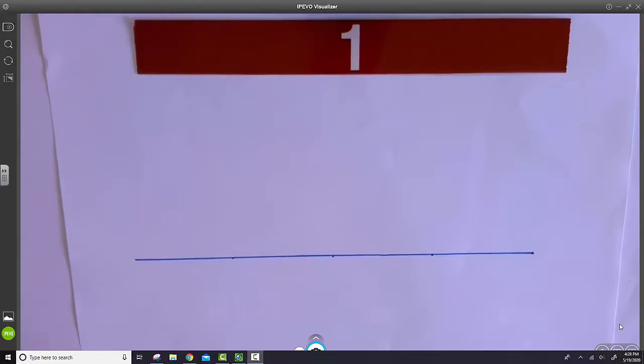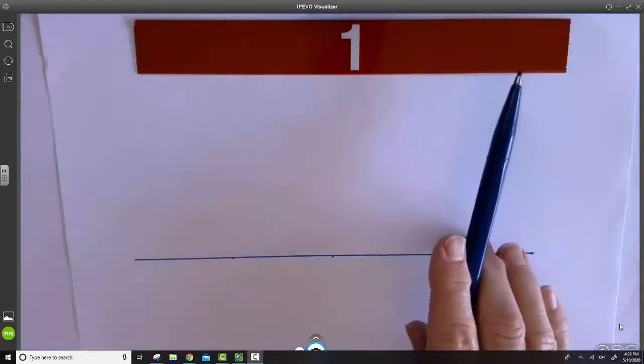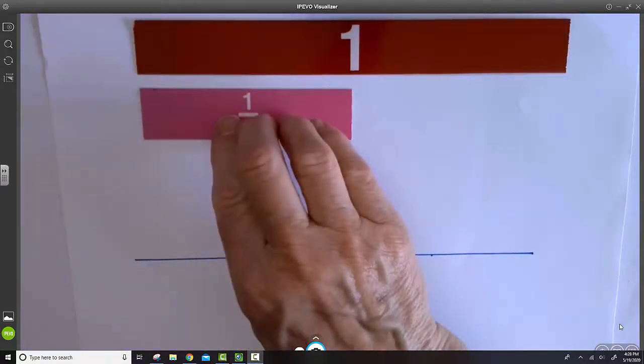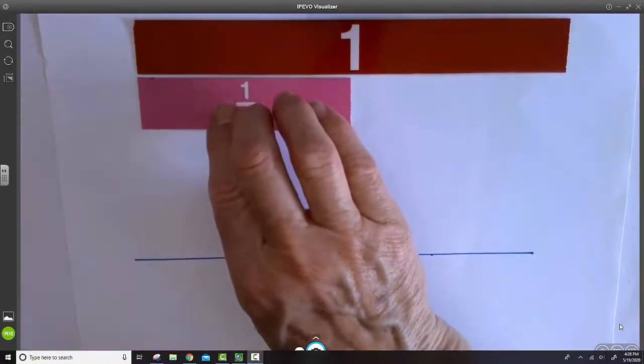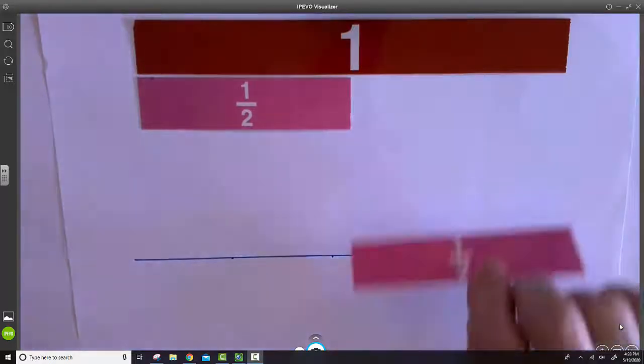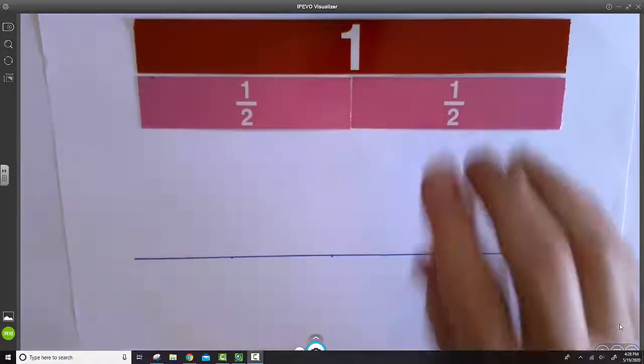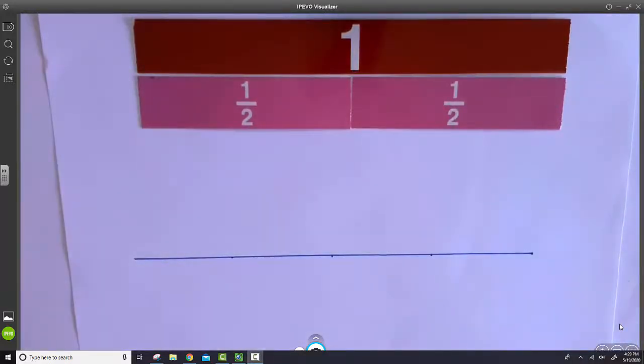So we begin with our one whole. And we know that a fraction is part of a whole. But today we're going to take that concept a little further. So let's begin by adding fraction strips to show what one whole would equal. And we see that 2 halves equals 1 whole.